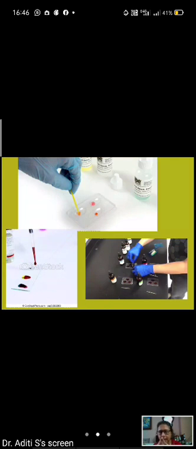So in area A, you have to take 1 drop of A antisera. In B, 1 drop of B antisera. In area D, 1 drop of D antisera. In another area, the control, you have to take saline. In the saline, we have to take 1 drop of sample blood, either directly or from EDTA blood. You can also use EDTA blood and mix well to make the red cell suspension.